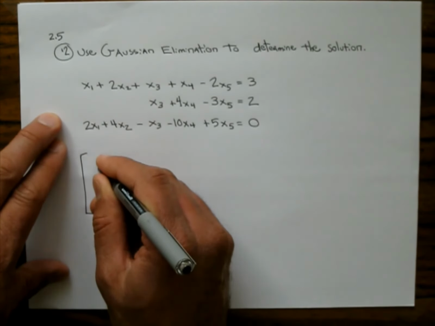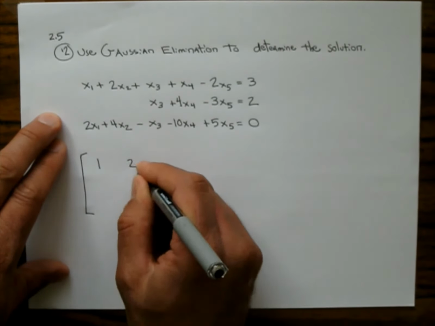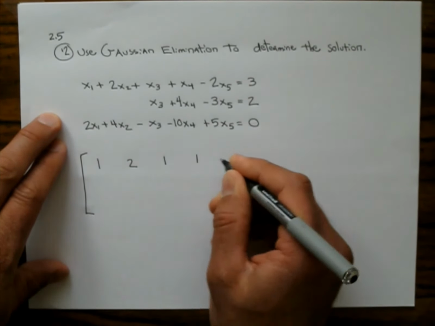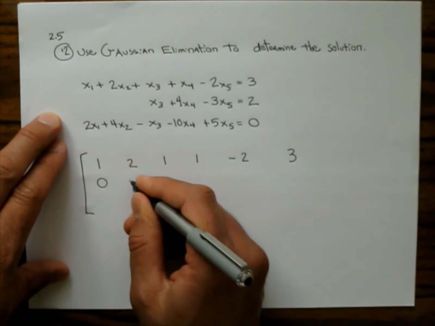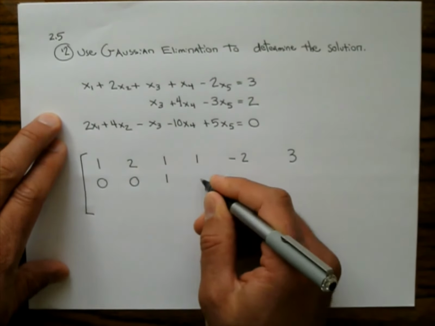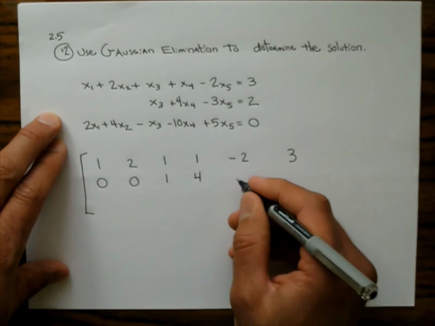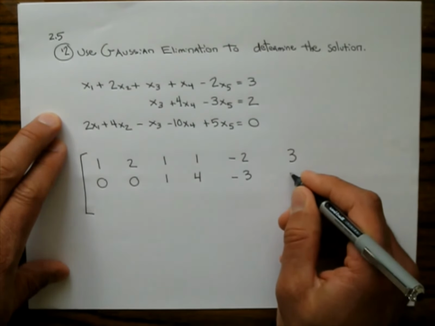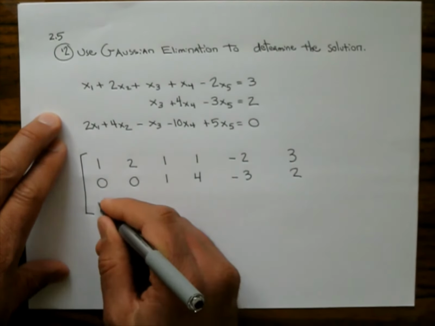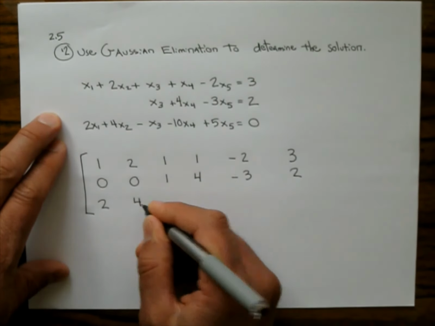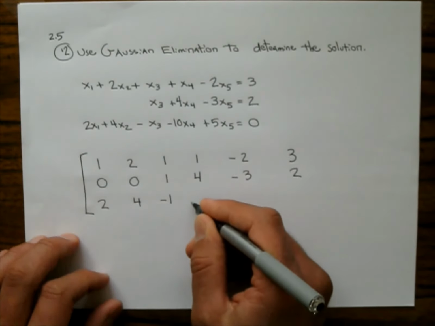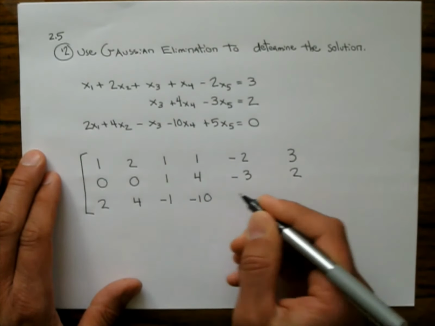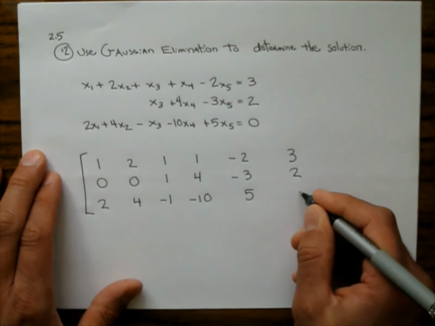So the first equation, I have 1, 2, 1, 1, -2, 3. The second equation is 0, 0, 1, 4, -3, 2. And the third equation is 2, 4, -1, -10, 5, and 0.